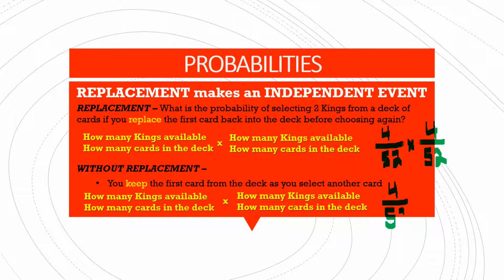But your second selection, if you want a king, you're only going to have 3 kings possible in that deck because you're holding on to the first king. And there's only going to be 51 cards in that deck because you're holding on to one of them. There's not 52 anymore. And so when you go to multiply these together to get the probabilities of both of these, the answers are going to be different. So that's how replacement and dependent and independent events affect your math when you're doing probabilities.